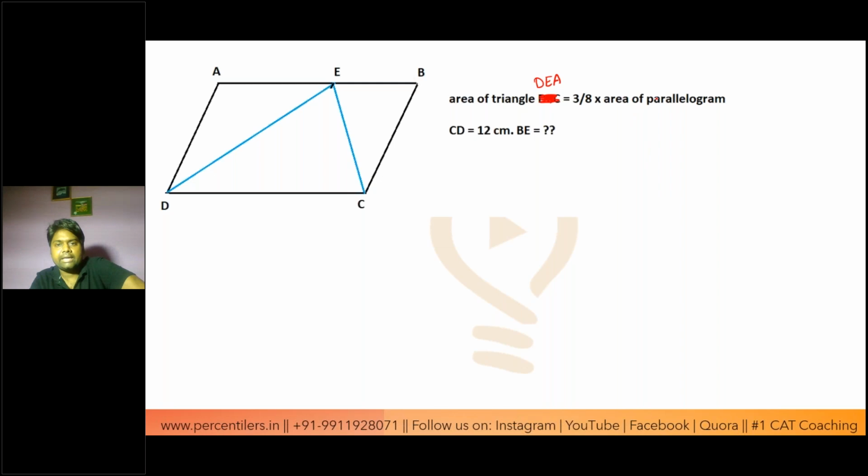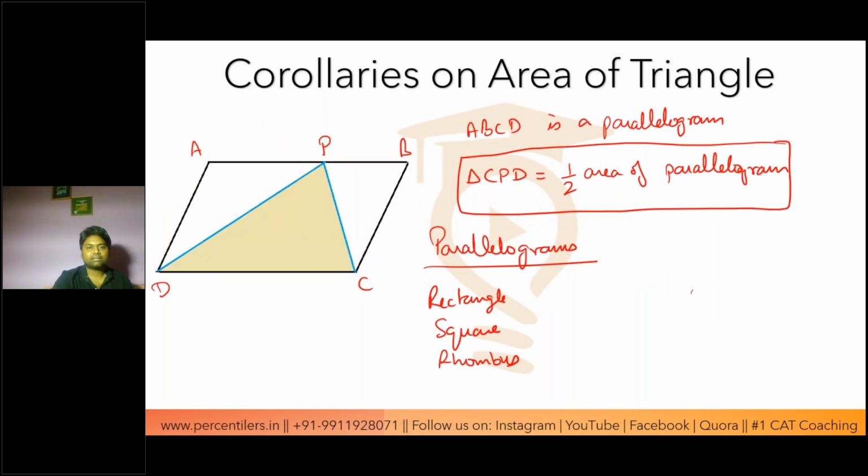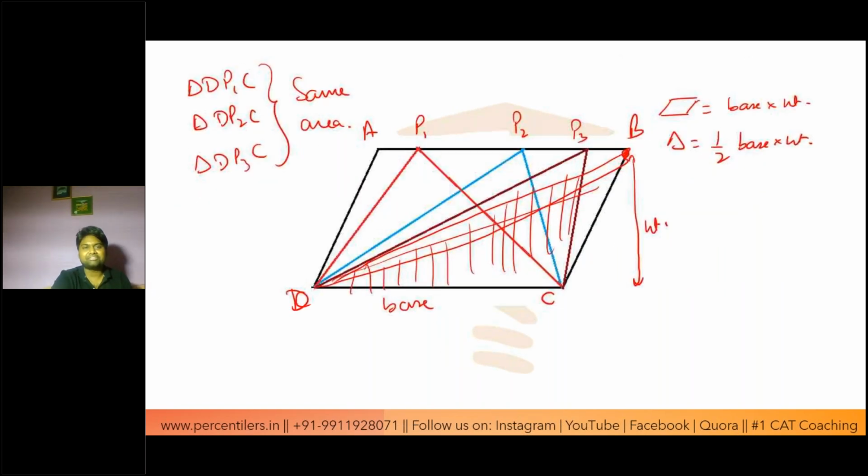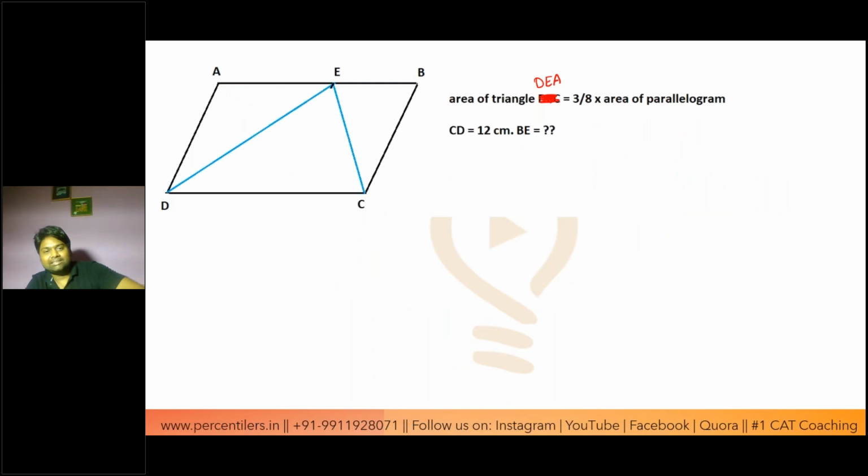It's triangle DEA, which is 3 by 8 of the area of the parallelogram. No, I am sorry, Arunanshu. I'm sorry because DEA is not possible. I just told you 3 slides back that this is half a parallelogram. How can DEC be 3 by 8? Not possible.